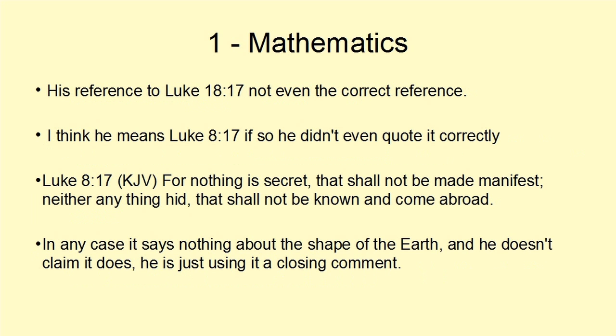His reference to Luke 18:17 is not even the correct reference. I think he means Luke 8:17. If so, he didn't even quote it correctly. Luke 8:17. For nothing is secret that shall not be made manifest, neither is anything hid that shall not be known and come abroad. In any case, it says nothing about the shape of the earth, and he doesn't claim it does. He just uses it as a closing argument.